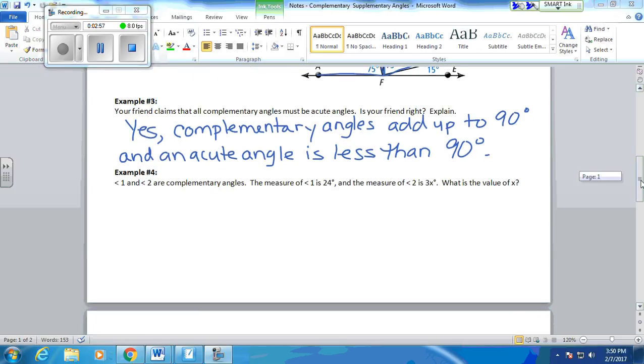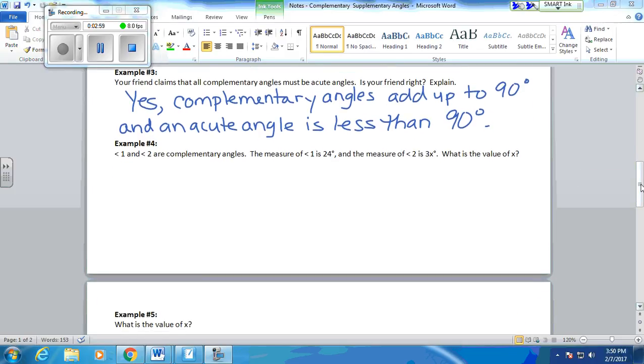Number four is going back to what we did yesterday, and this time they're telling you without a diagram that angle 1 and angle 2 are complementary angles. The measure of angle 1 is 24, the measure of angle 2 is 3x, so then what would be the value of x? And you might be saying at first again, they're not giving you enough information. But because they are telling you that angle 1 and 2 are complementary, they are telling you that they add up to 90 degrees. So what I like to do is to create a little mini equation from that statement.